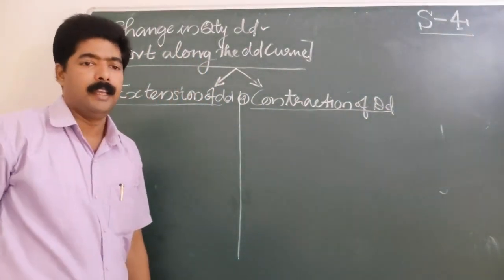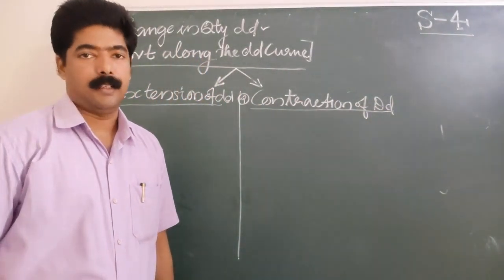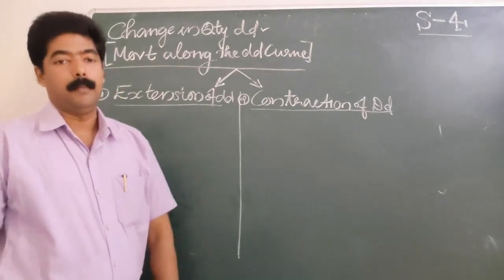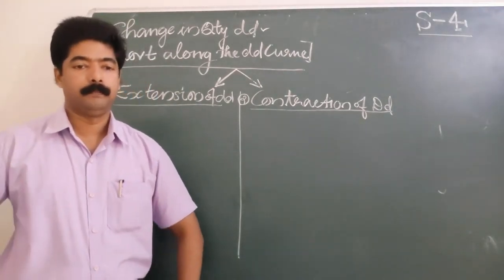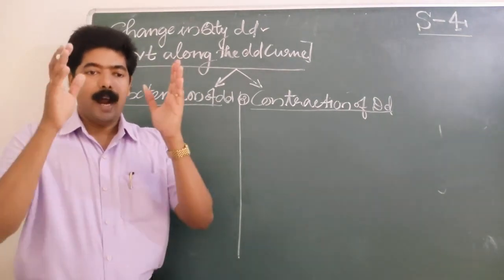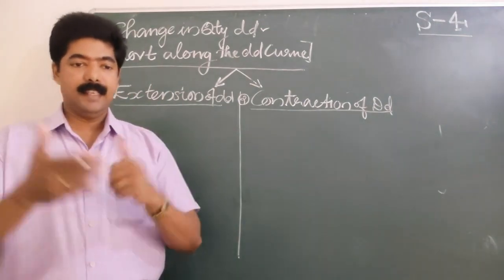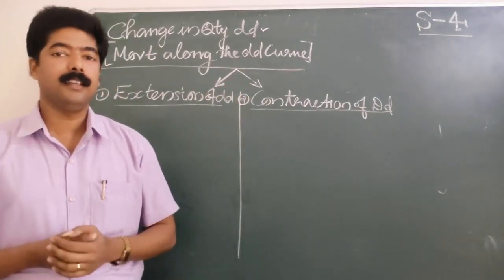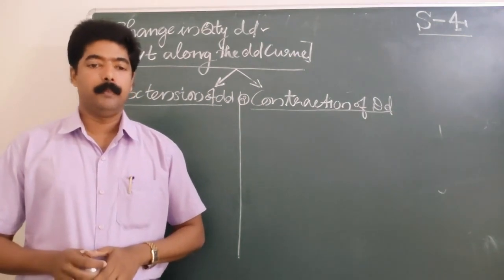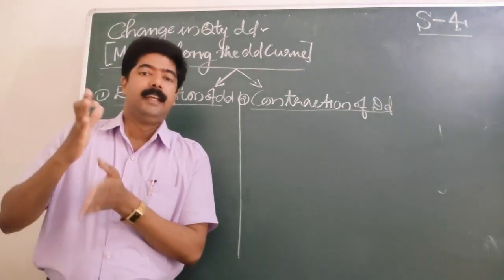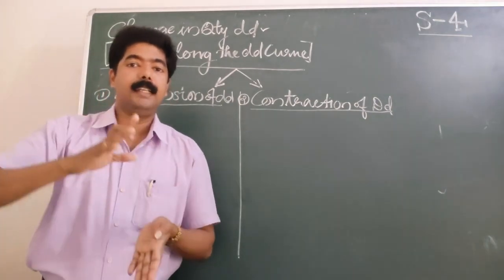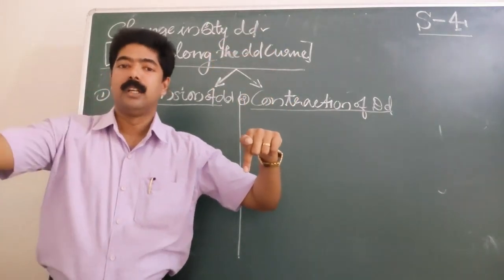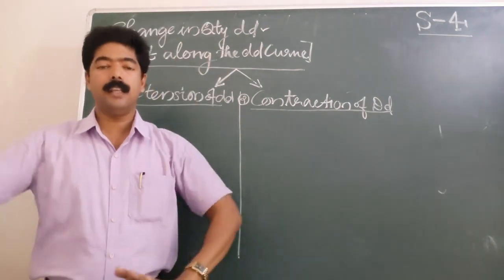Now we will study what is meant by extension and what is meant by contraction, with the help of a diagram. First one, extension of demand. What is meant by extension of demand? When the quantity demanded of a commodity rises due to a fall in price, other things remaining the same, it is known as extension in demand. That situation is known as extension in demand.